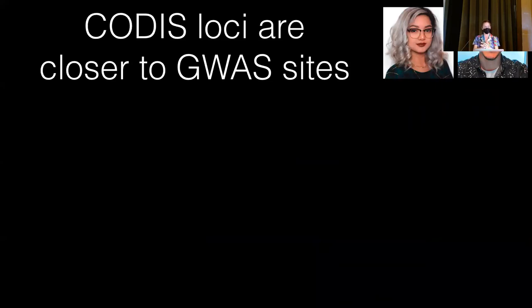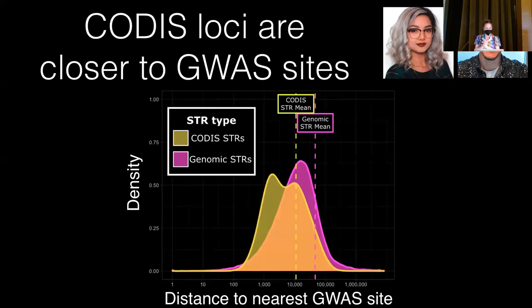So we asked this question, are CODIS loci closer to GWAS sites than genomic STRs? So we just measured the distance between each CODIS locus to the nearest GWAS site. And for genomic STRs, same thing, distance between the genomic STR and the nearest GWAS site. And this is what we've got. So the yellow distribution here is the distribution of those distances for CODIS STRs. And the pink is the distribution for genomic STRs. And you can note that the x-axis is in log scale. That's why the means look kind of funny. Okay, but this is showing that indeed, the CODIS loci are actually closer to GWAS sites than your average STR.